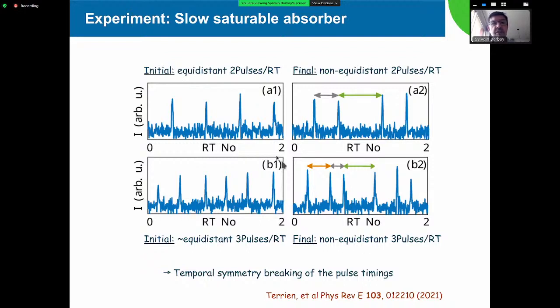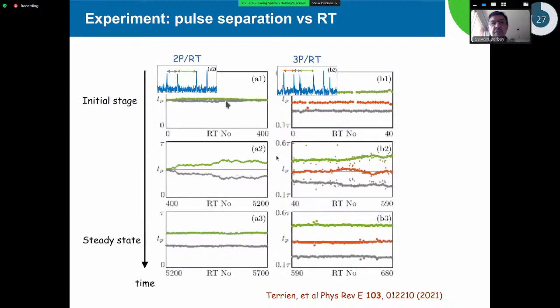So to see that, we can plot the pulse separation at the initial stage for 2 pulses per round trip, medium stage, and final stage. You see you have a convergence to unequal pulse timing between the pulses. The same for 3 pulses per round trip. You start with a certain configuration, and you end up with a convergence to a certain pulse configuration per round trip, which does not correspond to the initial one.